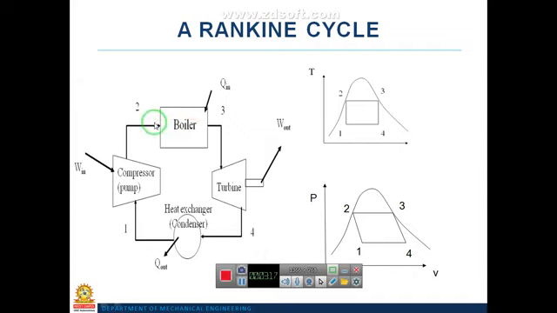So the inlet condition of the boiler is water, and the outlet condition of the boiler is steam. This water is converted into steam with the help of the external heat added in the boiler. At the exit of the boiler, the condition of the fluid is steam. So 2 to 3 is the boiler. This steam is directly sent into the turbine.